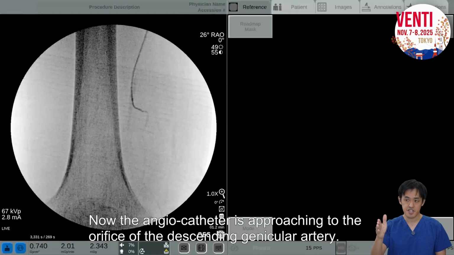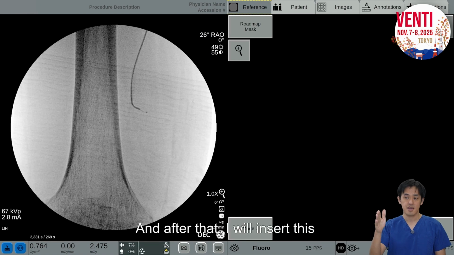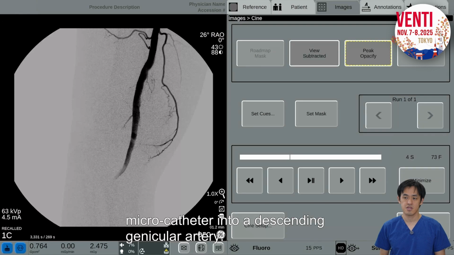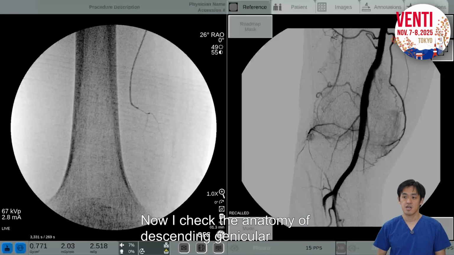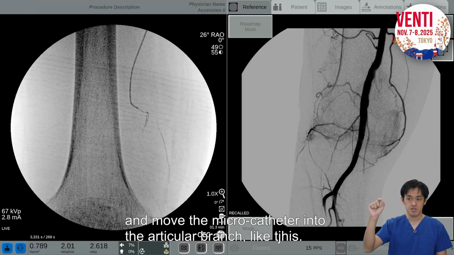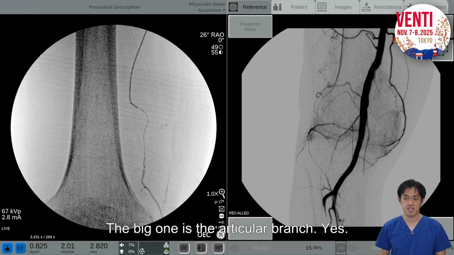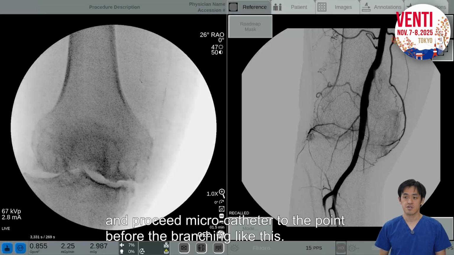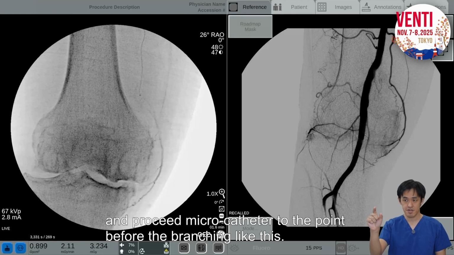Now the angiocatheter is approaching the orifice of the descending genicular artery, and after that, I will insert the microcatheter into the descending genicular artery. Now I check the full anatomy of the descending genicular and move the microcatheter into the articular branch like this. The big one is the articular branch, yes. So now I have inserted the microcatheter into the articular branch and proceed to the point before the branching, like this.